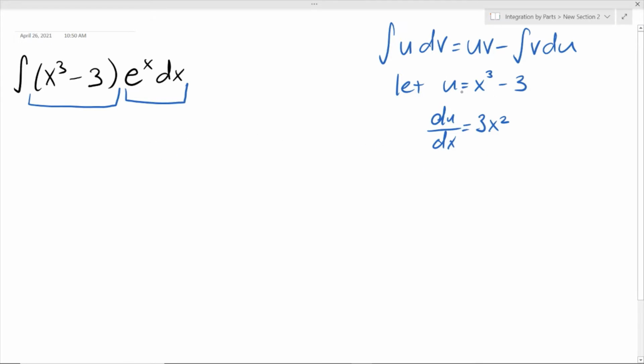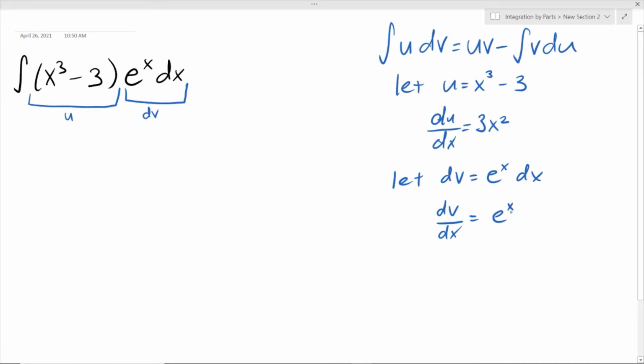So we let u be this. Now, what do we need to let dv be? We have to let dv be the other part. So this is our u, and this will be our dv. We let dv be equal to e to the x times dx. If we move the dx to the other side, dividing both sides by dx, dv over dx would be equal to e to the x. So this is the derivative.